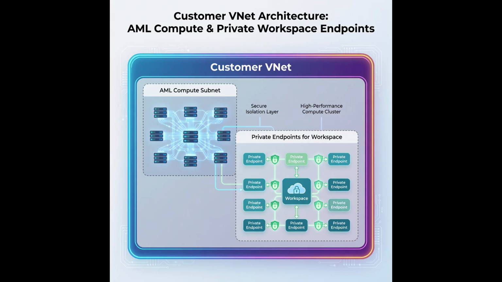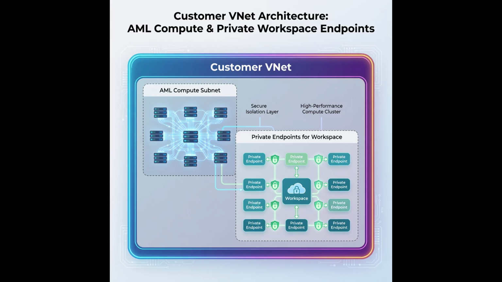Network security groups on the AML compute subnet control which traffic is allowed in and out of compute nodes. The required outbound rules for AML compute in a private VNet are documented by Microsoft. They include access to Azure Active Directory, Azure Container Registry, Azure Storage, and AML control plane endpoints. Failing to configure these outbound rules correctly causes training jobs to fail with network errors, which is a common real-world debugging scenario.